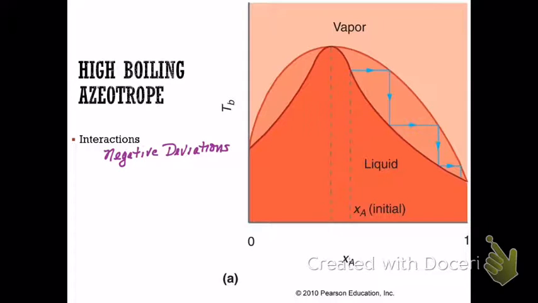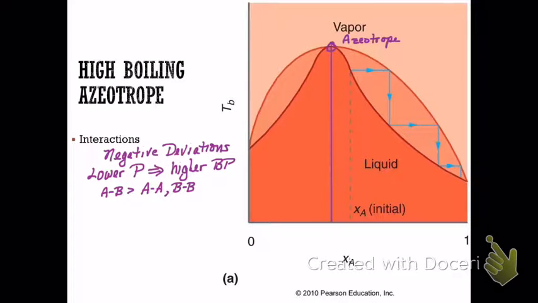This is going to correspond to a situation where we have negative deviations from Raoult's law, which means that the pressure is lower than predicted from Raoult's law, and also means that if the pressure is lower, the boiling point is going to be higher than is predicted from Raoult's law. You may recall that negative deviations correspond to situations where the interactions between the solute and solvent, or between the two components of the mixture, are actually stronger than the interactions of the isolated components. So these very strong interactions create the negative deviations from ideal behavior.